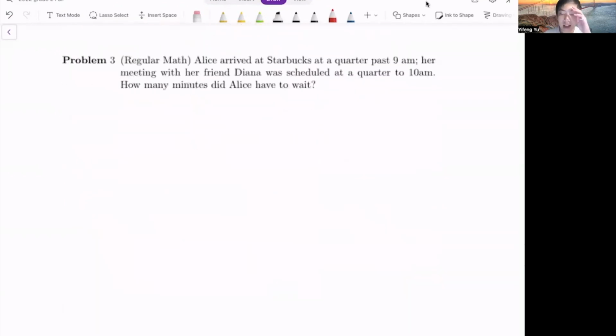Problem 3. Alice arrived at Starbucks at 9:15 a.m. Her meeting with her friend Diana was scheduled at 9:45 a.m. How many minutes did Alice have to wait? So quarter basically means 1/4. So 9:15 a.m. is a quarter past 9, since 15 is a quarter of 60 minutes, and 60 minutes is 1 hour. So Alice arrived at Starbucks at 9:15 a.m. And she was scheduled to meet her friend at 9:45 a.m., since there's 15 minutes until 10 a.m.